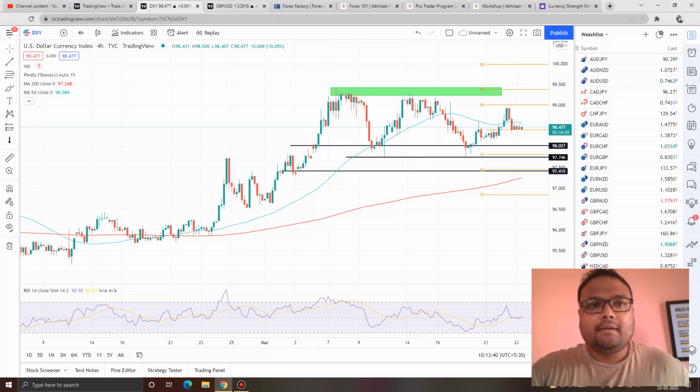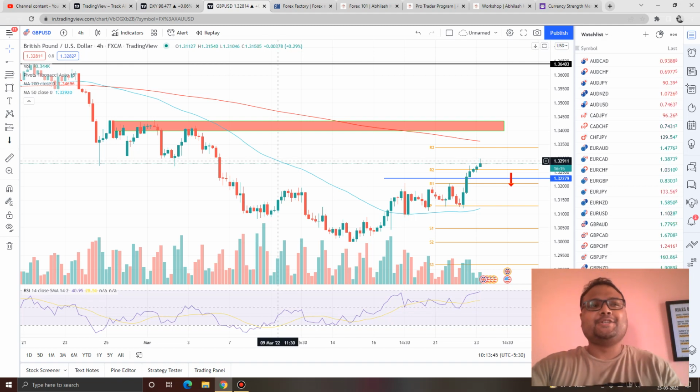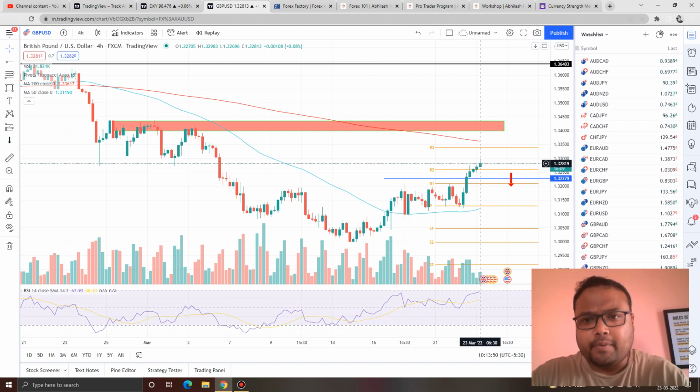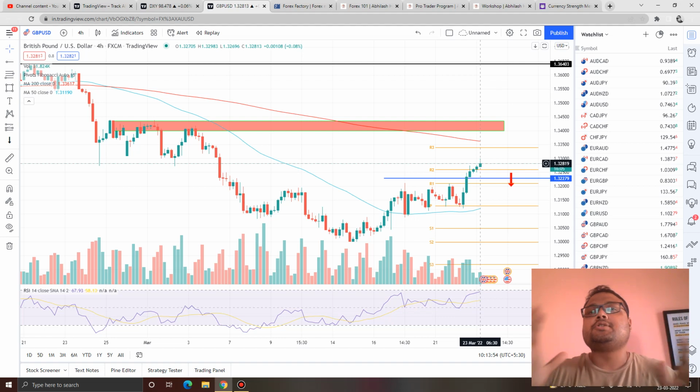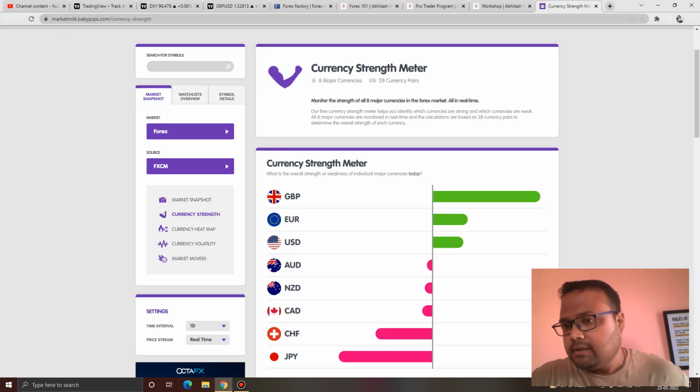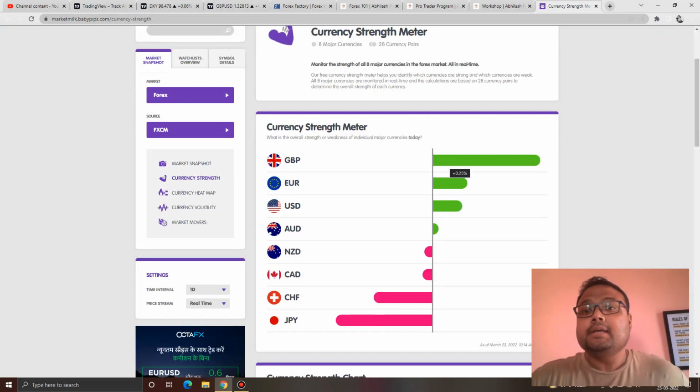Okay, and here is our beloved GBP USD. Right now trading at 1.3281. This is the current market price here. Yesterday GBP was very strong. As a result, we saw a strong up move on almost all the GBP pairs. And if we look at the currency strength meter today, we can see GBP is still the strongest currency of the day, whereas JPY is the weakest.